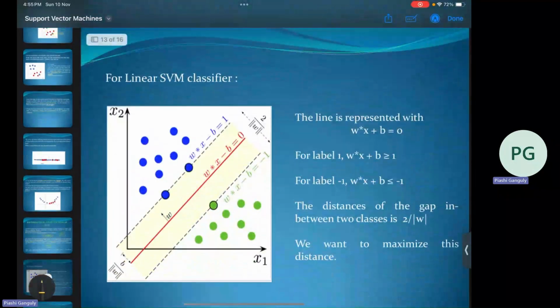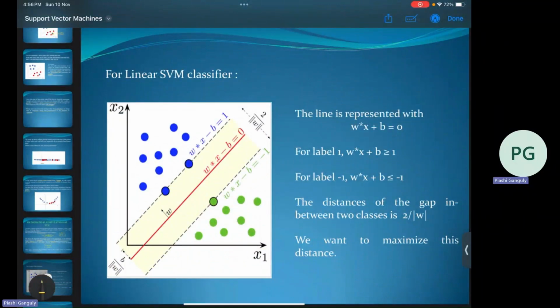So for linear SVM, this diagram properly demonstrates how we are generalizing the margin. The blue and the green dots show two different classes. This middle line is W transpose x minus b equals 0. If we go to one side, it is W transpose x plus b equals 1, and on the other side it is W transpose x plus b equals minus 1.